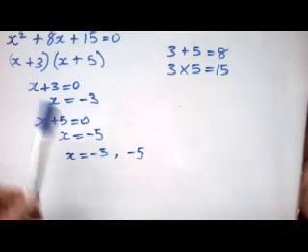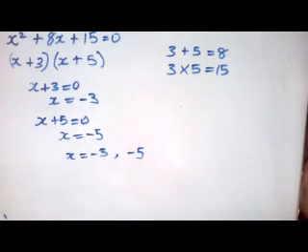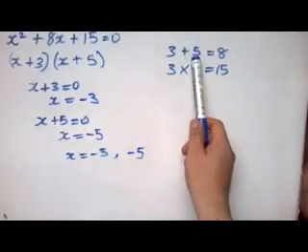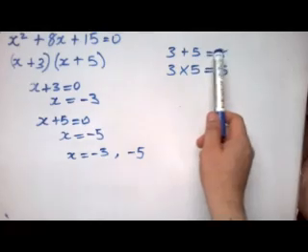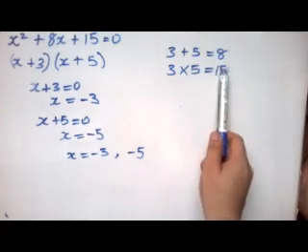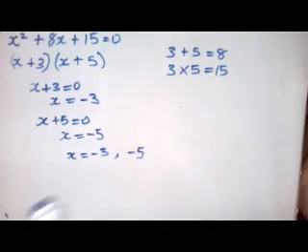You know that if you want to get 8, 2 plus 6 can give you 8, but 2 times 6 cannot give you 15. 4 plus 4 can give you 8, but 4 times 4 cannot give you 15. So you must look for that pair of numbers that when you add them, you get 8, and when you multiply them, you get 15. And that is why we used 3 and 5, because 3 plus 5 gives 8, and 3 times 5 gives 15. So 3 and 5 are the numbers.